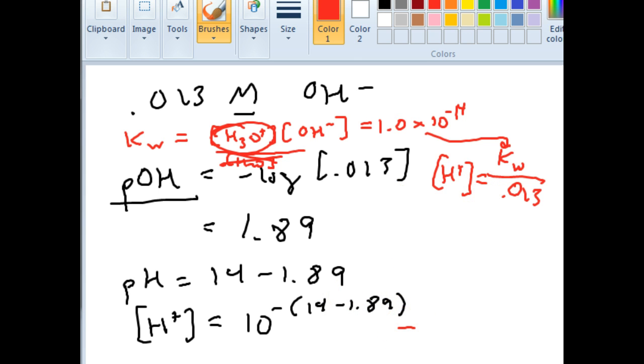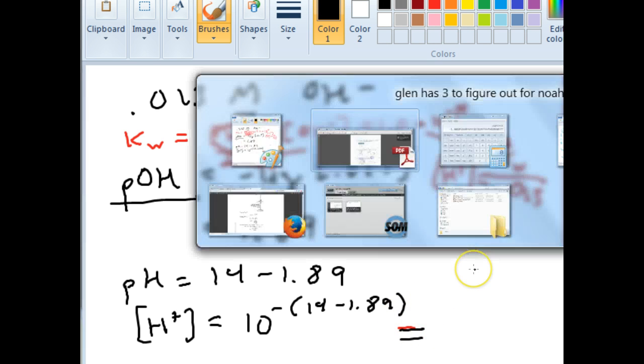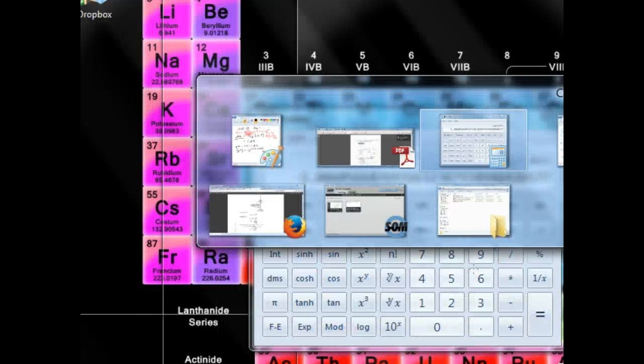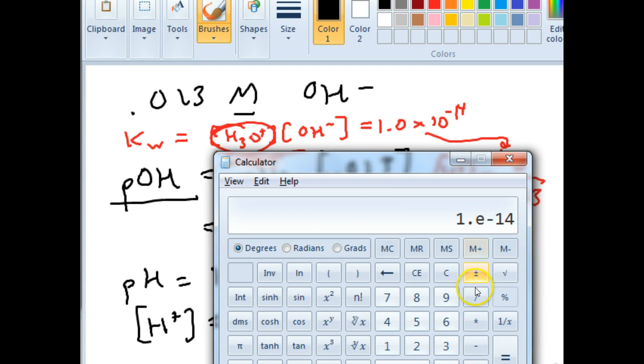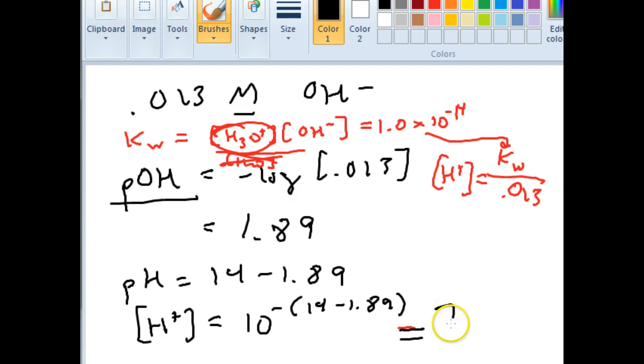Of course, if you mistakenly thought the problem was about pH rather than just H plus, you would have to do this nonsense. But anyways, you should get the same answer, so I'll just do the easier one, which is 1.0 times 10 to the minus 14 divided by 0.013. And I get 7.7 times 10 to the minus 13 molar. That's my H plus concentration.